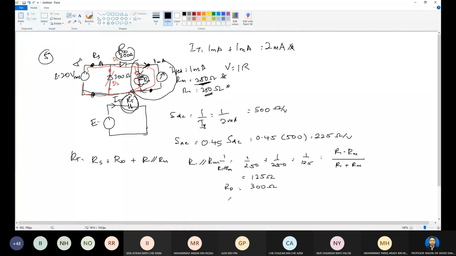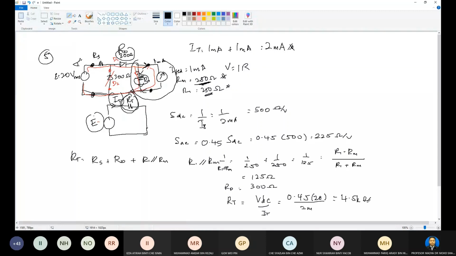And then from this one we can calculate the RT. You can calculate the RT using the formula VDC divided by the total current. To get the RT, we know the current here, and we know the supply here, so we can calculate the RT. The voltage is 0.45 multiplied by 20, because this is 20 volt RMS, divided by 2 milliampere. IT is 2 milliampere. So the RT is 4.5 kilo ohms.